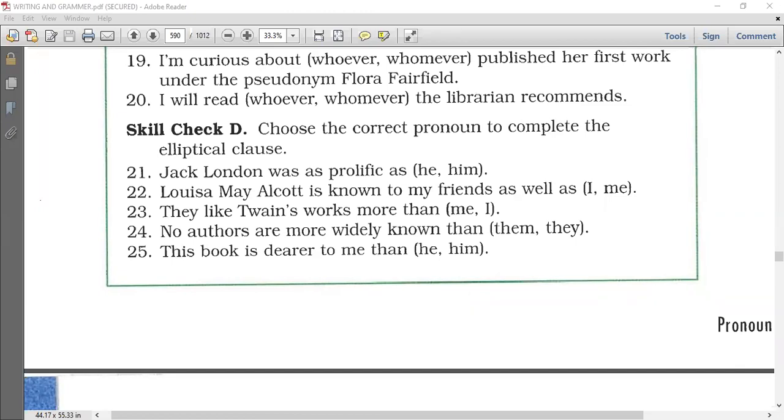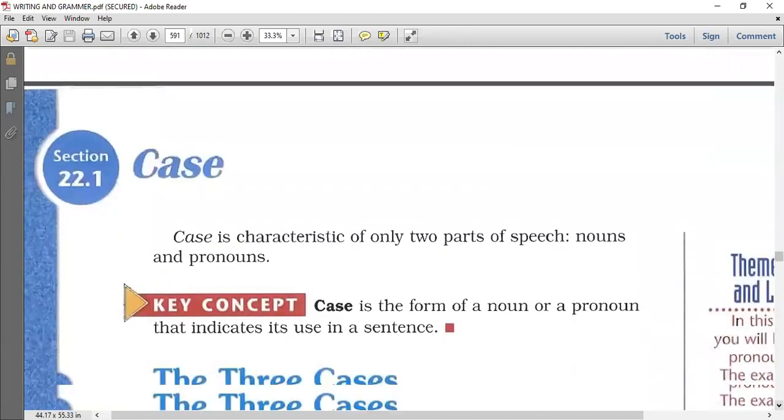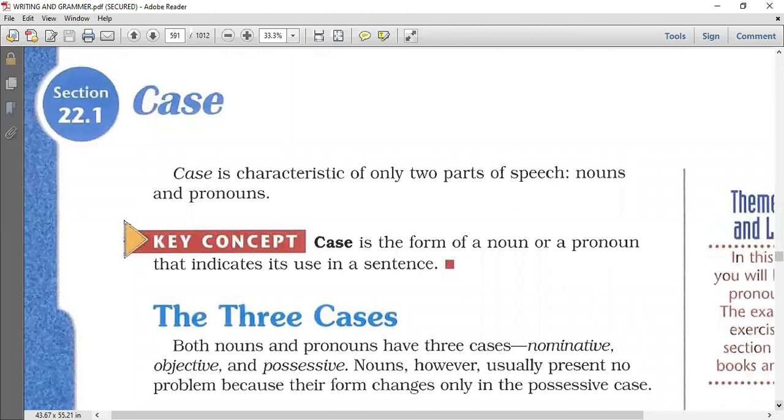Somebody is chatting. Jana Garaihi says, "This book is dearer to me than to him." Yes, thank you. This book is dearer to me. It means I like this book more than he does. This book is dearer to me than him. Okay, thank you. If we said "than he"... but I like the book more than I like him.